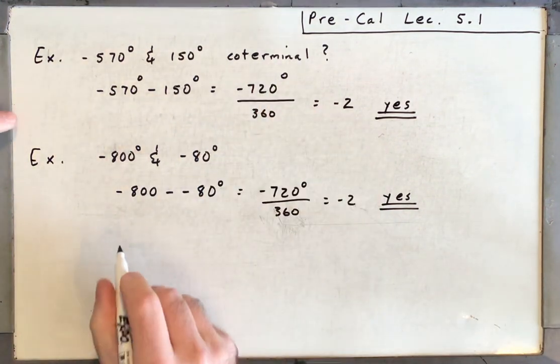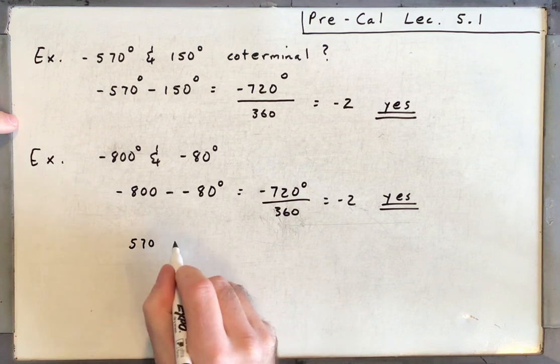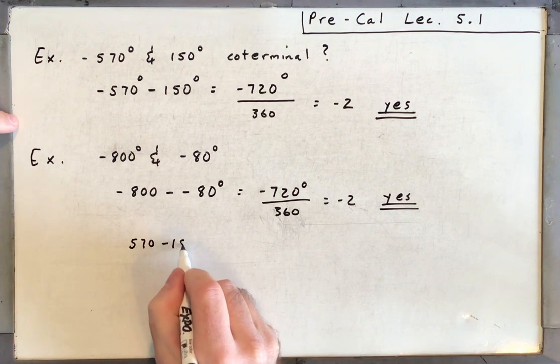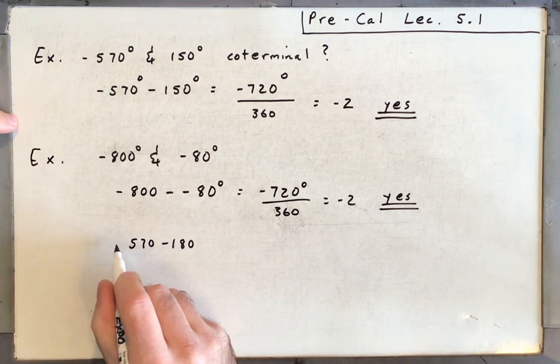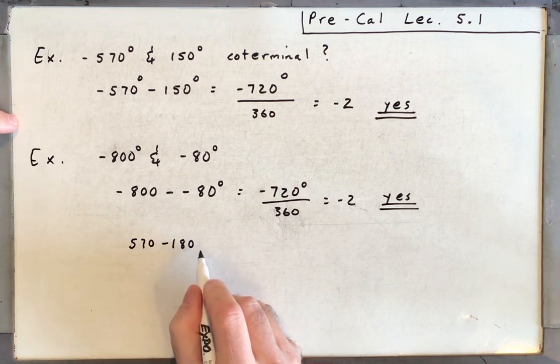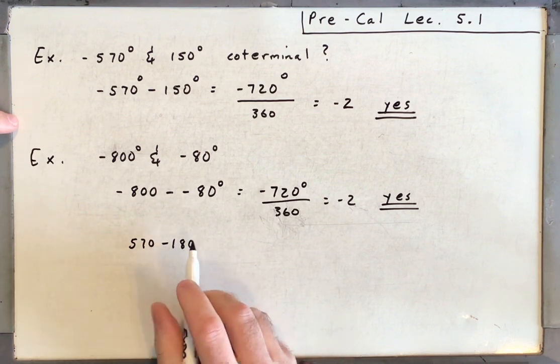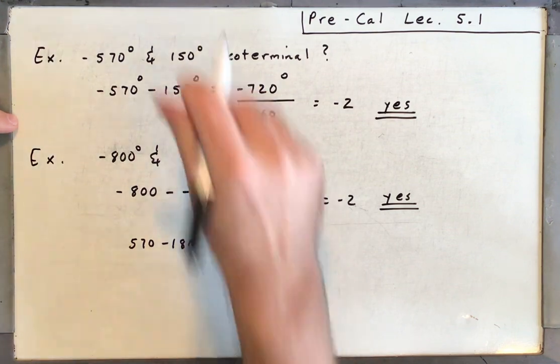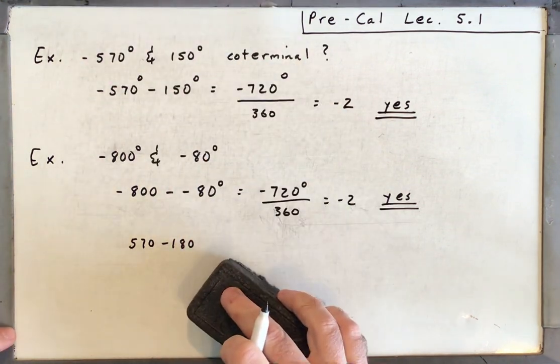If you try something else, if we tried 570 and 180, and we subtracted those, that would not be evenly divisible by 360. So the answer would be no.